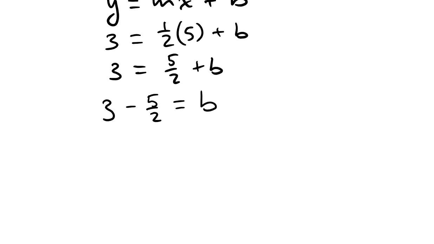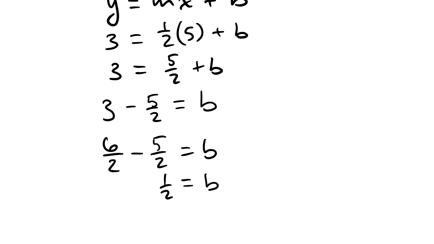If I look at 3 in terms of halves, that's 6/2. I'm just multiplying 3 over 1 times 2 over 2. I'm multiplying it by a giant 1 and getting 6/2. Clearly 6/2 equals 3. And when I do that, 6/2 minus 5/2 would be 1/2. So my value of b is 1/2.